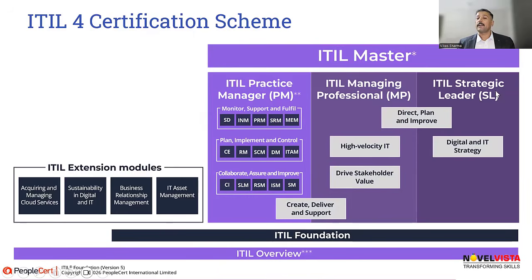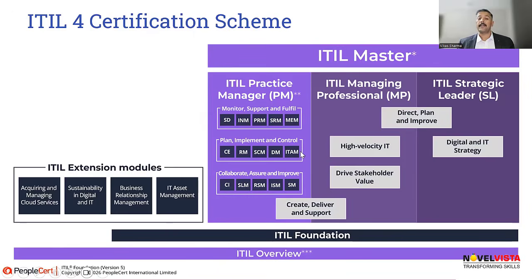And if we are talking about the ITIL strategic leaders, for that, you need two certifications. One is Direct, Plan and Improve, and DITS, Digital and IT Strategy. Now, in case if you have completed DPI, Direct, Plan and Improve in Managing Professional, you don't have to repeat that. You just go for Digital and IT Strategy, and you get ITIL Strategic Leaders also. And if you are certified on Practice Manager, Managing Professional, and Strategic Leaders, you will become ITIL Master automatically. So after the foundation, this was the qualification scheme on ITIL 4.